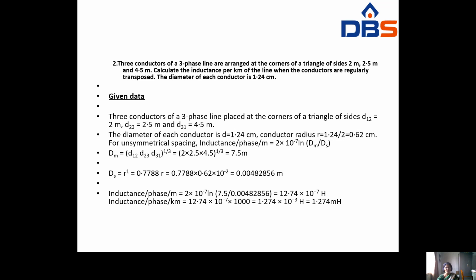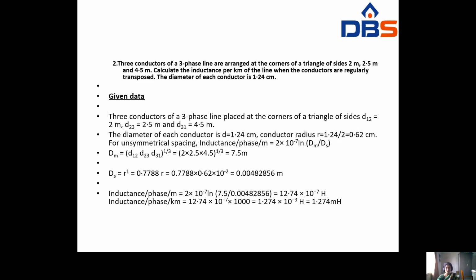What is the formula for inductance per phase per meter? 2 into 10 to the power of minus 7 ln of Dm by Ds, where Dm means mutual GMD and Ds means self GMD. The mutual GMD value is 7.5 meters and the self GMD value is 0.00482856 meters. Substituting all these values in this equation, you get 2 into 10 to the power of minus 7 ln of 7.5 by 0.00482856.